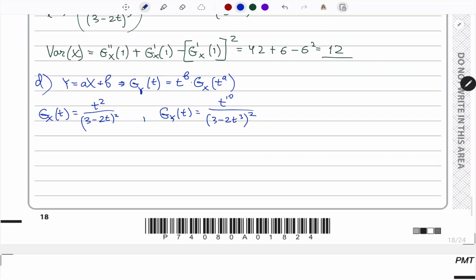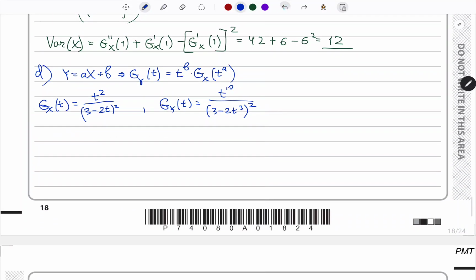If you compare them, you can easily deduce that. Do you see? T to the power of a. So you replace t with t to the power of a. Its power now is 2a. And then you multiply by t to the power of b. So the power of t would increase by b. And the result here is 10. So this is the first equation.